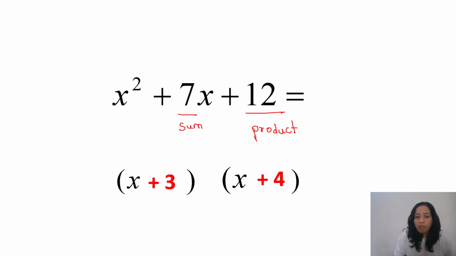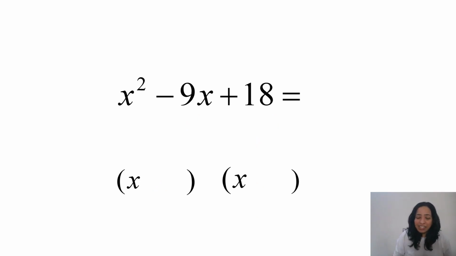And we factorize the expression something like this. I hope you are able to recall it. Perfect. Let's have a look at another expression of this type: x square minus 9x plus 18. We want to look at the two factors whose sum is negative 9 and the product is 18.